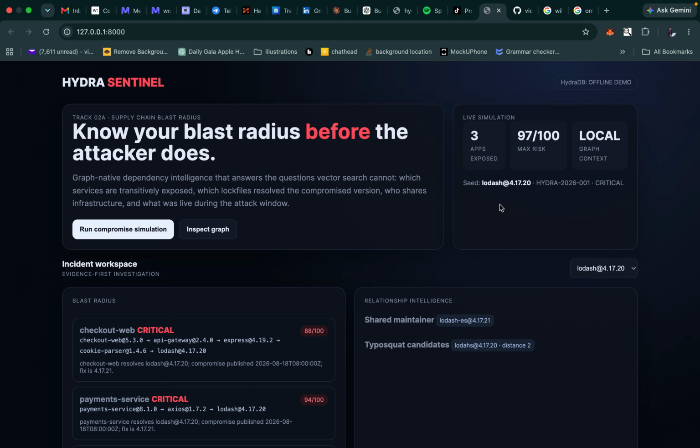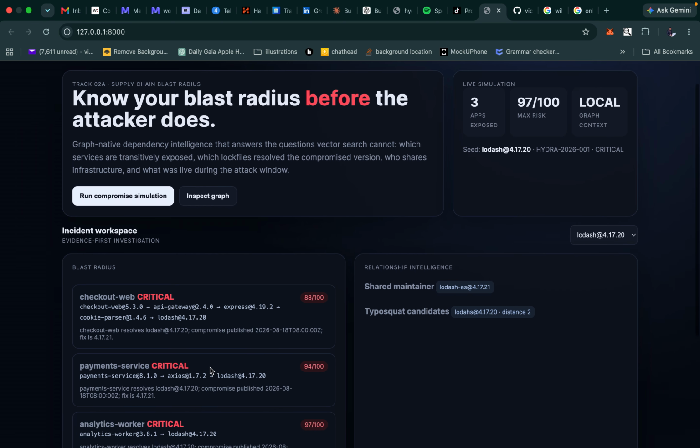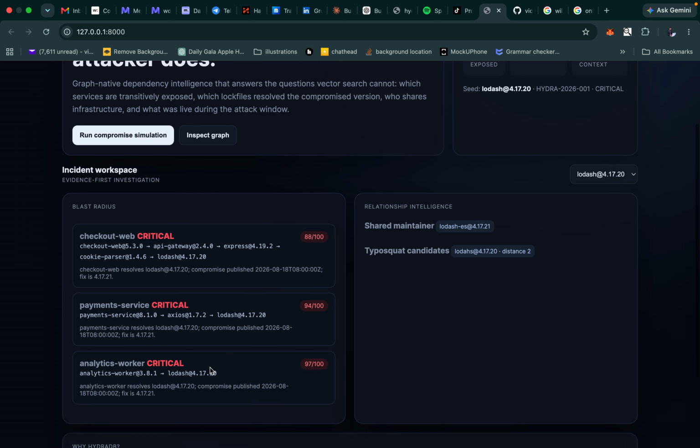We trace the relationships. Here, Sentinel immediately identifies three affected applications, which are the checkout web, the payments, and our analytics worker. But this is where the graph becomes important. The vulnerable package isn't directly installed by the checkout web. It is four relationships away. A vector similarity search can retrieve information about the loaders, but the security question is a traversal question. What depends on it?